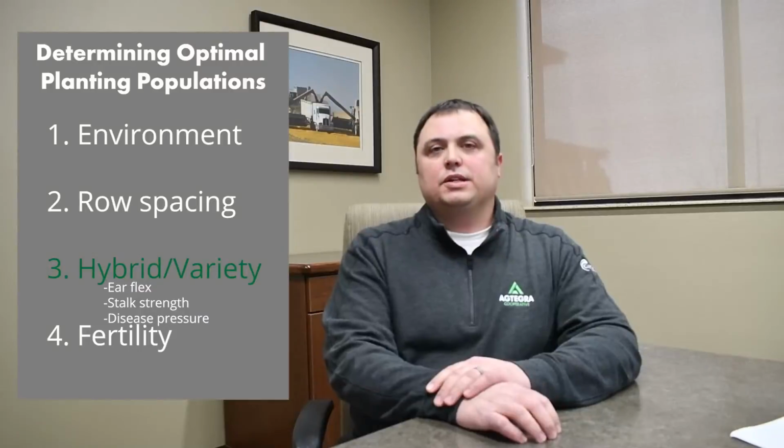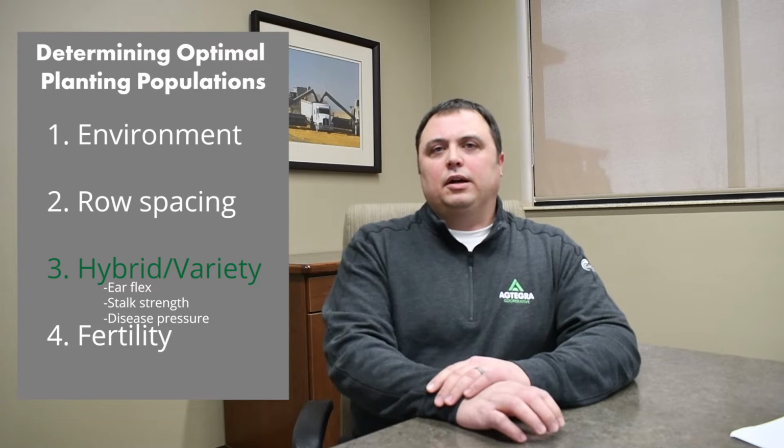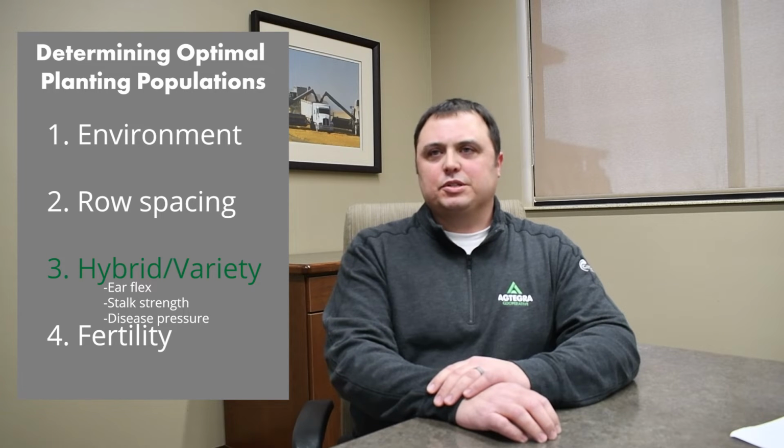Another factor to consider is which hybrid or variety you're going to plant. Things like ear flex on corn, whether it's a fixed ear or a flex ear, will determine what population is right for that product based on what your yield goals are. Other factors would be stalk strength on corn and possibly disease pressure in the field. On things like white mold and soybeans, you may want to drop your population a little bit in order to help manage that disease appropriately.